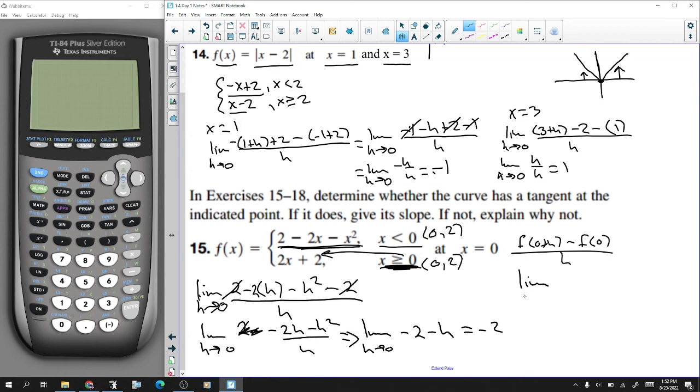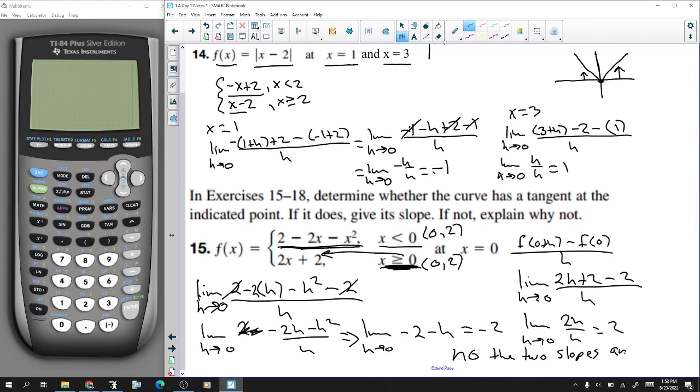How about the bottom one? Limit as h approaches 0 of 2 times 0 plus h plus 2 minus f of 0, which is 2, over h. So the limit as h approaches 0 of 2h over h is 2. Does the curve have a tangent at the indicated point? No, the slopes are not the same, so it doesn't have a tangent line there. If not, why not? The two slopes are not the same.